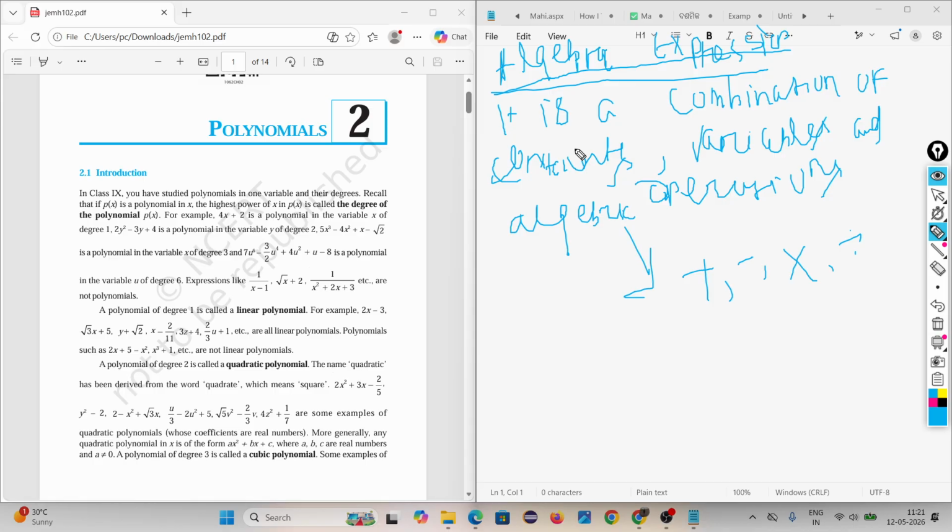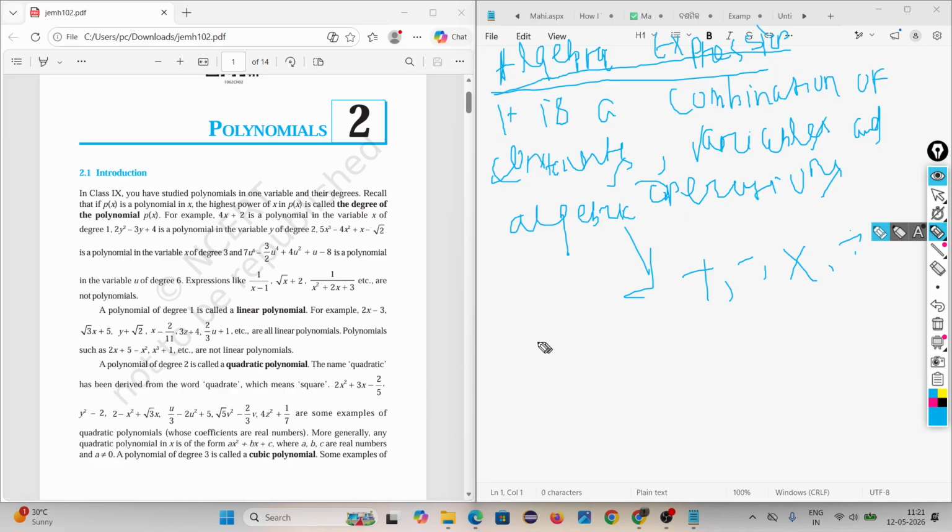Remember, algebraic expression and algebraic equation both are different. Here we are learning about algebraic expression. Quadratic polynomial and quadratic equation are not the same. This is the next chapter concept. Algebraic expression is a combination of constants, variables, and algebraic operations.